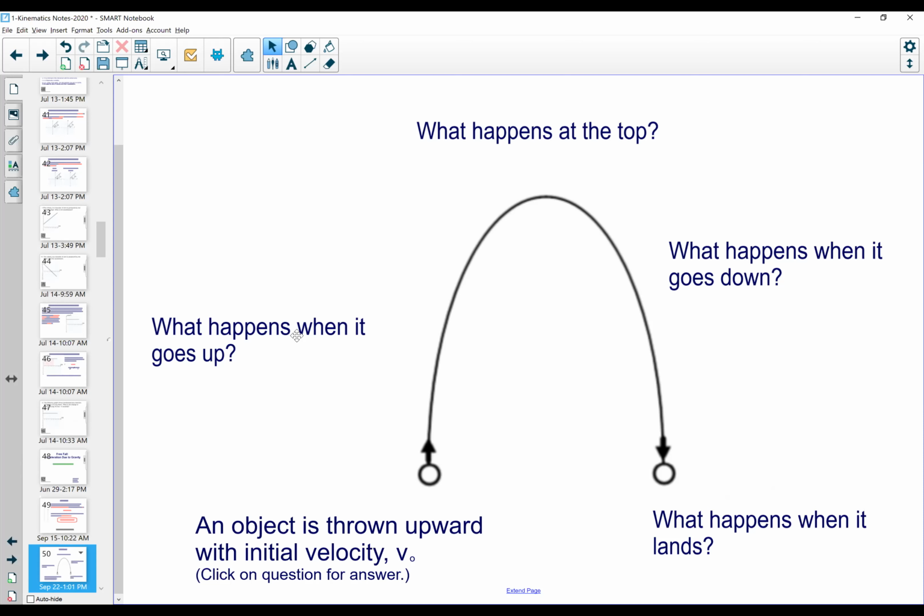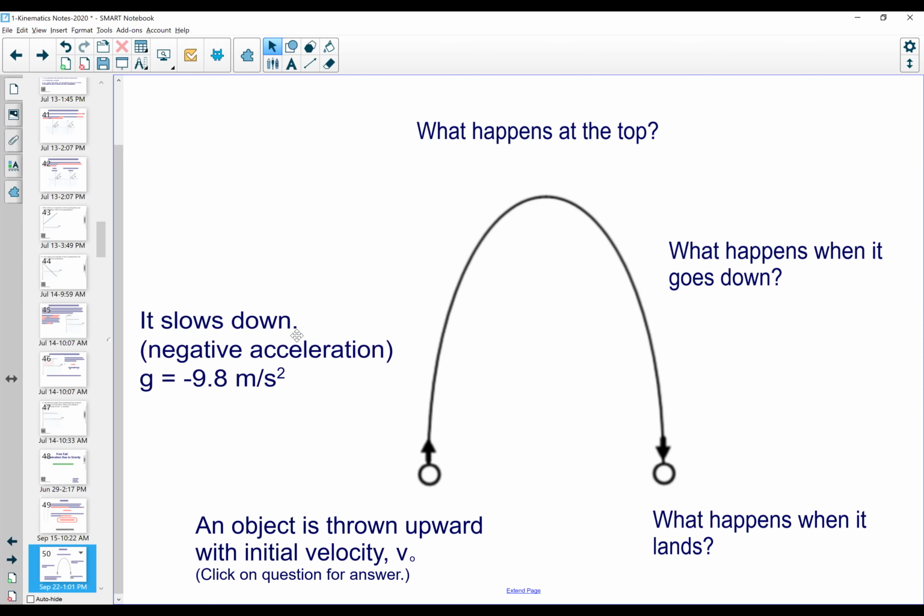It slows down. Yeah, it's going to slow down as it gets higher. Say that again, Kayla. As it gets higher, it slows down. Good. So it is going to slow down.